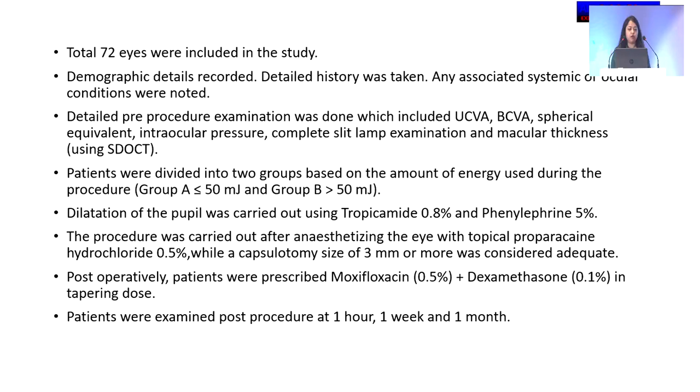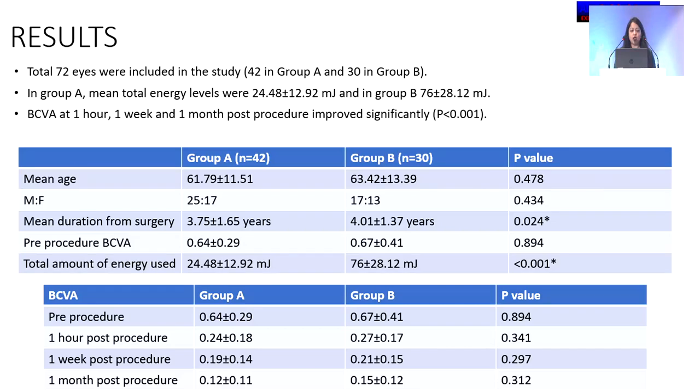Detailed history and a preoperative examination were done. Patients were divided into 2 groups based on the amount of energy used. In group A, less than 50 millijoules of energy was used, and in group B, more than 50 millijoules. The eyes were anesthetized using Paracaine, and a capsulotomy size of 3 mm or more was considered adequate. Post-operatively, the patients were given moxifloxacin 0.5% plus dexamethasone 0.1%, and were examined at 1 hour, 1 week, and 1 month post-procedure. In group A, the total mean energy used was 24.48 millijoules, and in group B it was 76 millijoules.